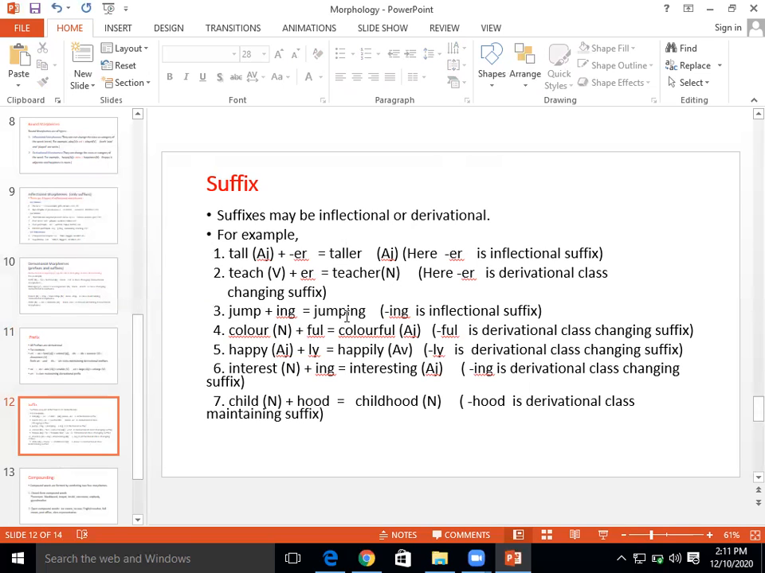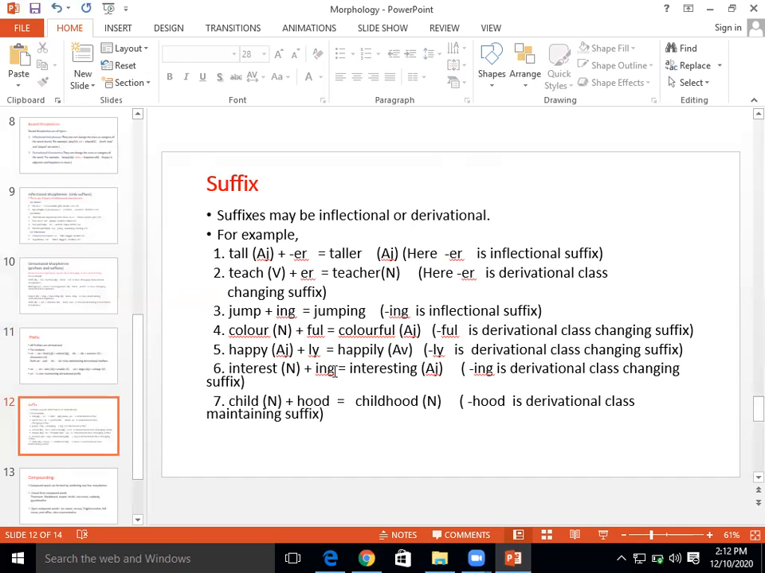Jump plus ing, it becomes jumping, that is an inflectional suffix because ing is added to a verb. Color is a noun and colorful becomes an adjective, so here ful is a derivational class changing suffix. Happy, happily, happy is an adjective, ly is a derivational class changing suffix. Then interest, interesting. Interest is a noun, and due to ing it becomes an adjective. So again derivational class changing.